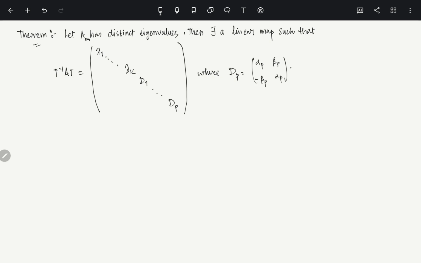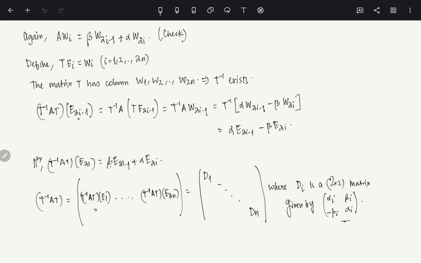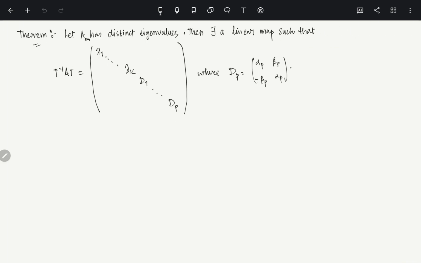Is this clear? If they are distinct eigenvalues, I am not saying they are real or complex. Let's say there is a bunch of real eigenvalues; corresponding to these, it will be lambda 1, lambda 2, ..., lambda k. For the complex eigenvalues, it will look like d1, d2, ..., dp. So that is your T inverse AT. If A has distinct eigenvalues, this is what happens: you have a linear map T such that this holds. Clear?